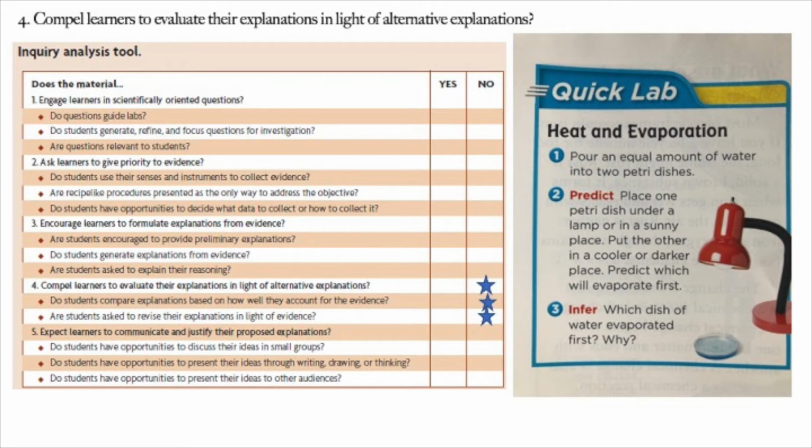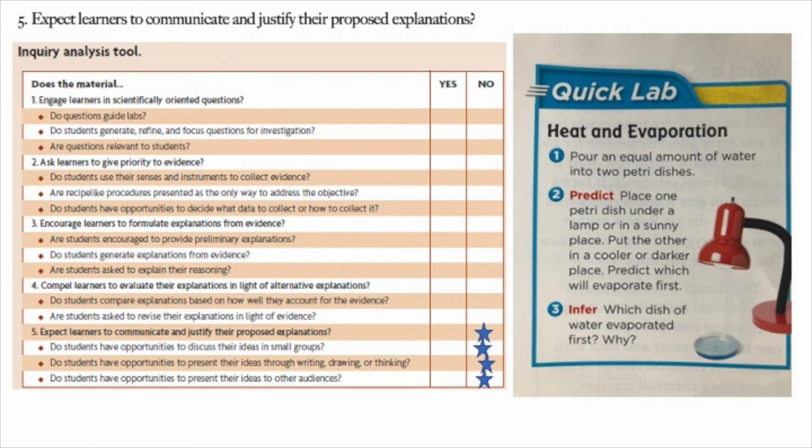The fourth essential feature of inquiry in the analysis tool is looking at learners evaluating their explanations in light of alternative explanations. So in other words, if students have found data from their investigation and they read something else, do they come back and make more sense of their data? Or does it cause them to think differently about their data based off that information they've learned? Again, I don't necessarily see that in this quick lab, but I still feel like I could add it.